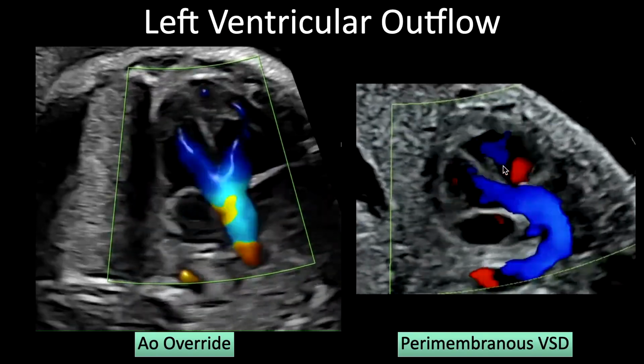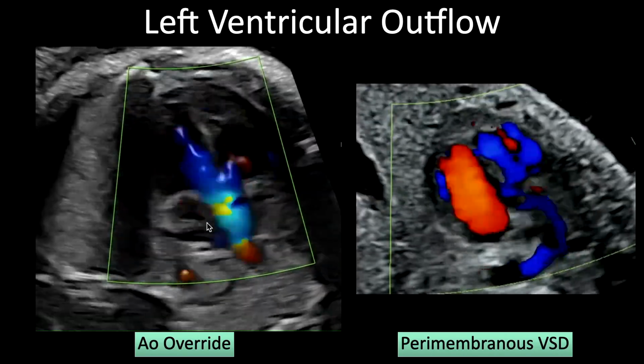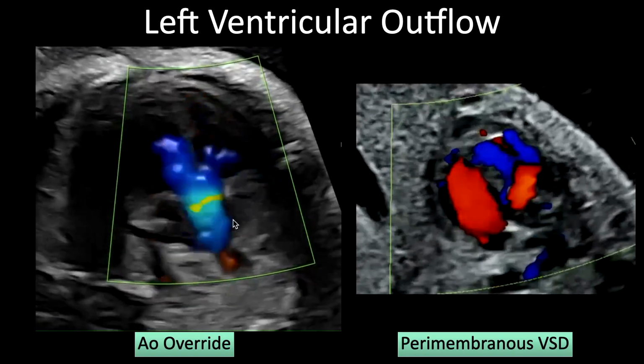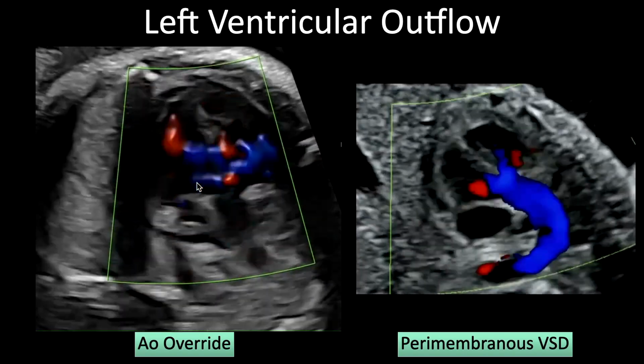Typically, you see the aliasing related to the velocity of flow across the defects, either here or the accelerated amount of blood coming out in the aorta gives you that aliasing view in the overriding aorta.